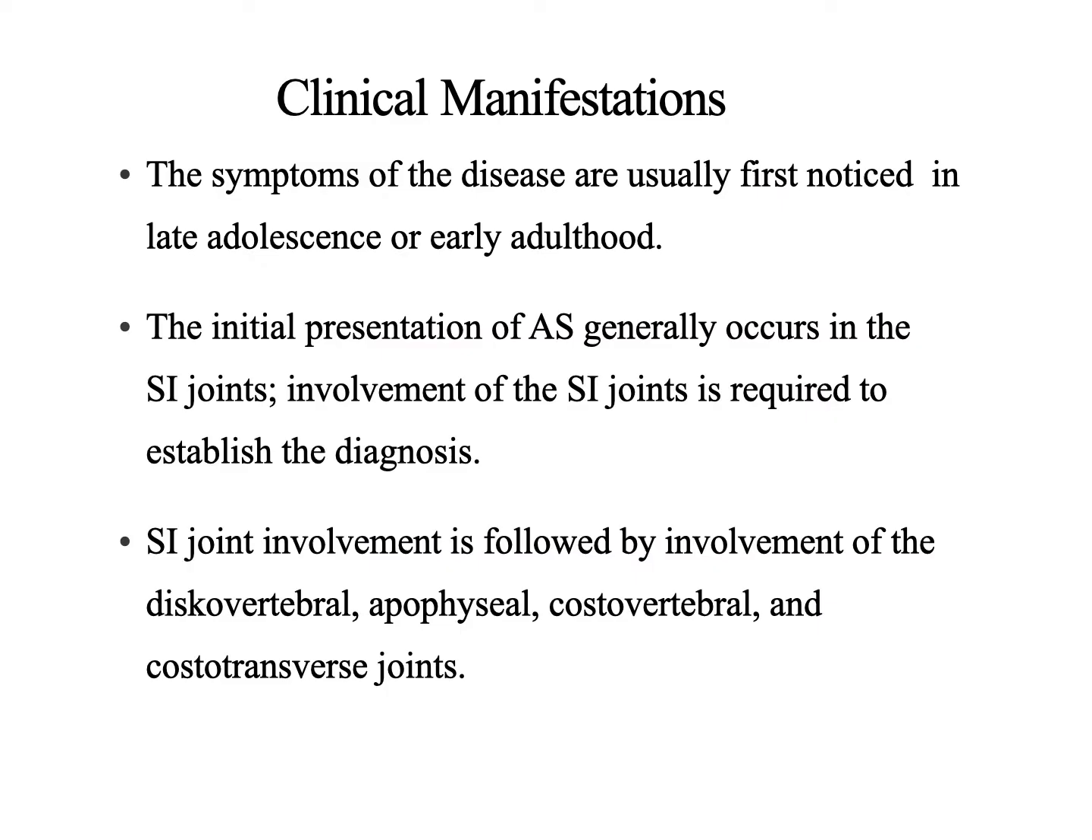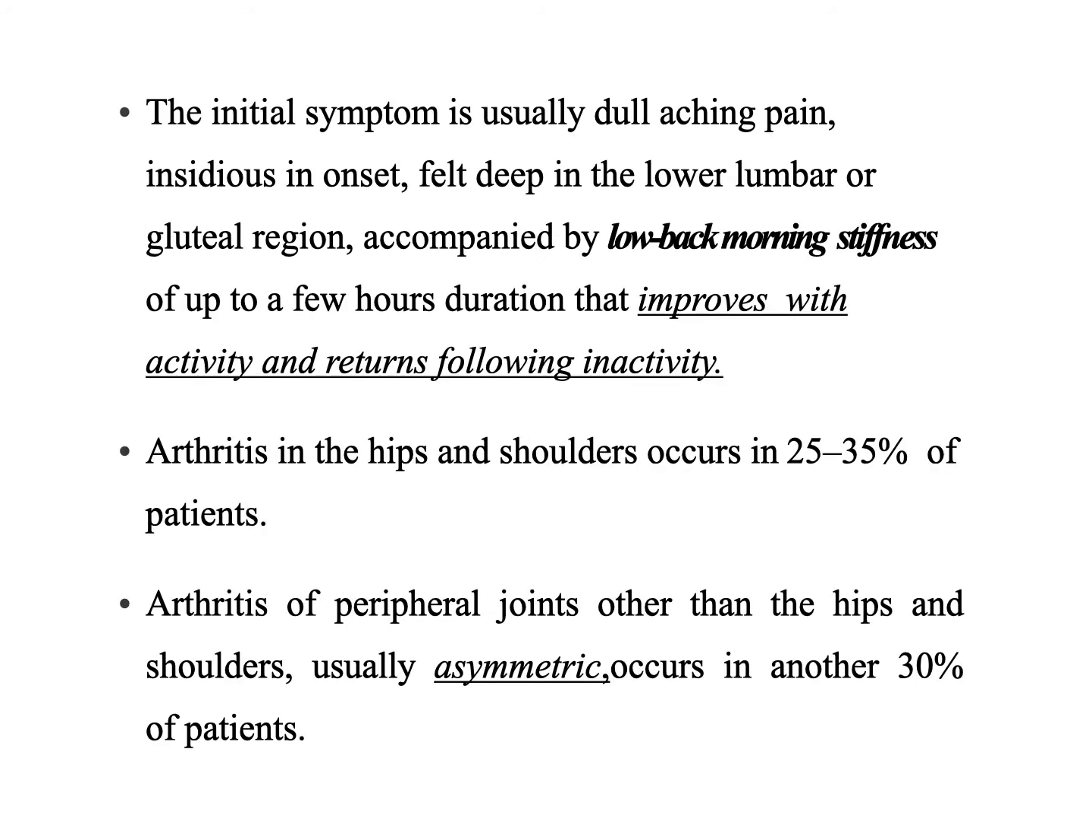Clinical manifestations. The symptoms of the disease are usually first noticed in late adolescence or early adulthood. The initial presentation of ankylosing spondylitis generally occurs in the SI joints. Involvement of the SI joint is required to establish the diagnosis. SI joint involvement is followed by involvement of the discovertebral, apophyseal, costovertebral and costotransverse joints.